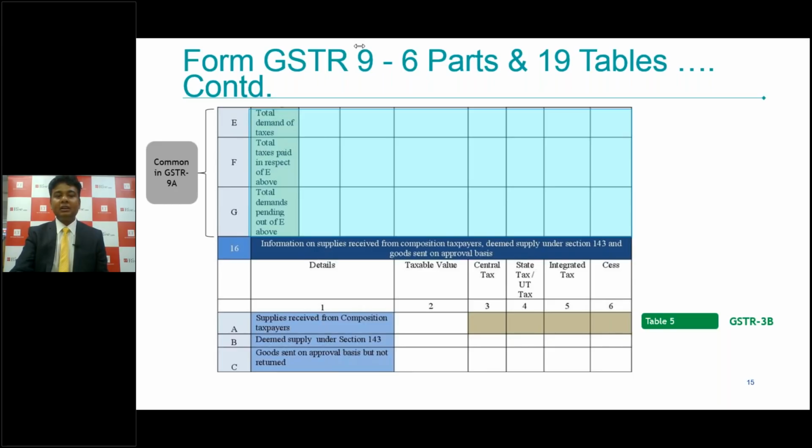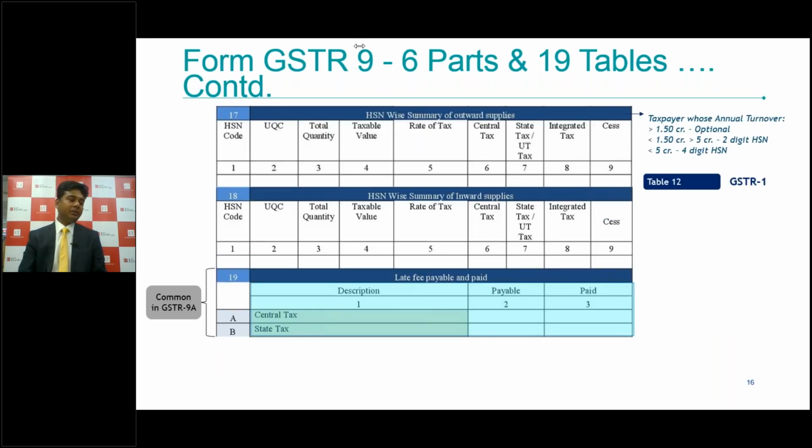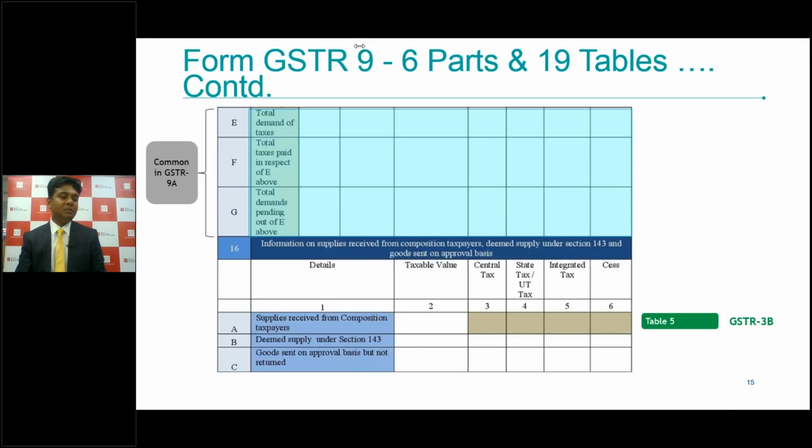Now, that brings us to the last part of the return, or the sixth part of the return, which are some stray bits of information which the government is trying to collect, but it really doesn't affect our liability, so to speak. This is something they use as a part of their analytics or data analysis to figure out some specific transactions. Those specific transactions could be the supplies received from composition taxpayers. Whether reporting or not doesn't really change the tax liability, but it affects the accuracy of the return.